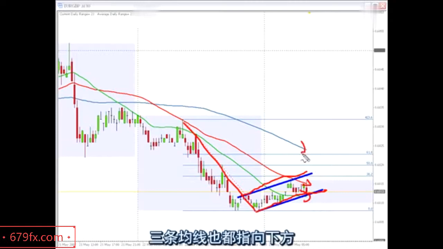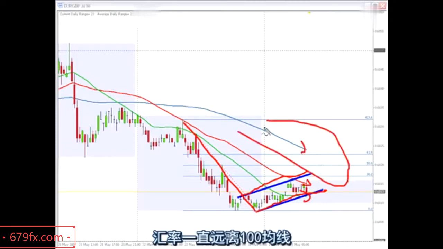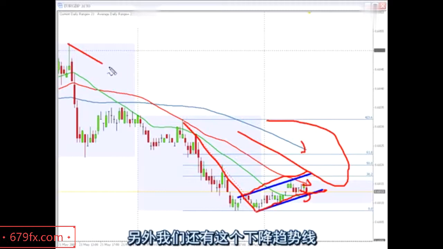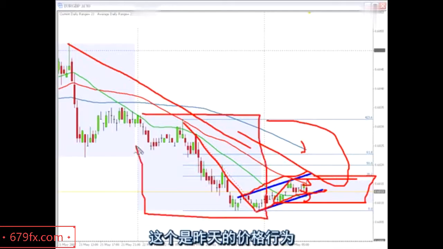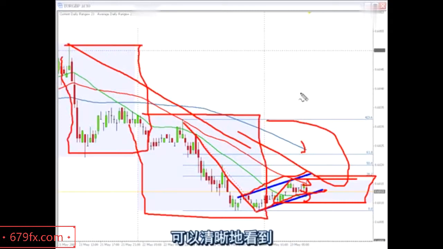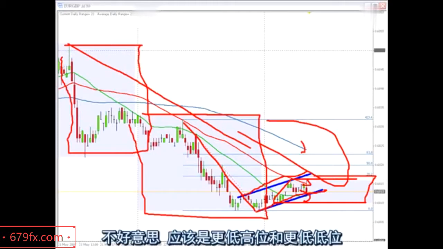All the moving averages pointing down, parallel to each other, price nowhere near the 100, etc., etc. All the requirements I usually search for as far as the moving averages is concerned. I also like that we have a downtrend line to be placed on the chart. This is today's price action, this is yesterday's price action, and this is the day before yesterday's price action, so we can clearly see lower highs and lower lows being made in the chart.